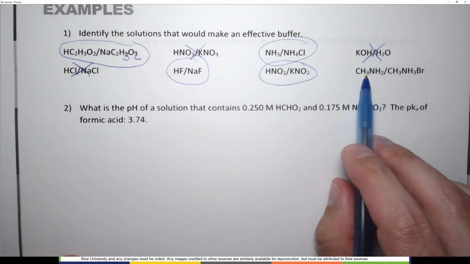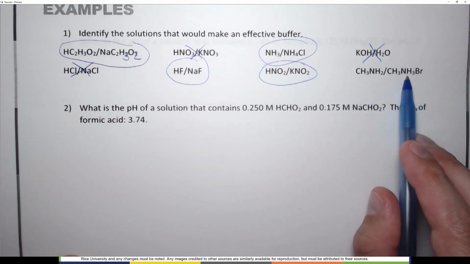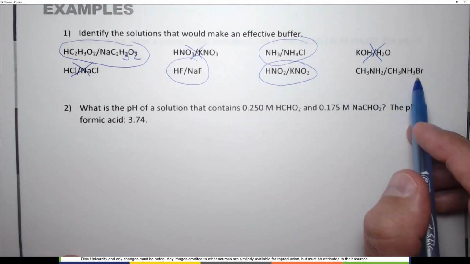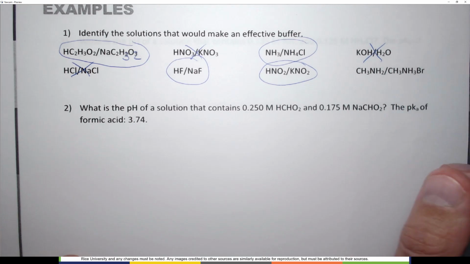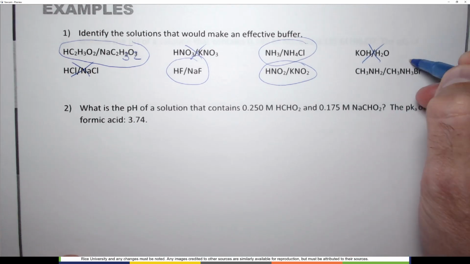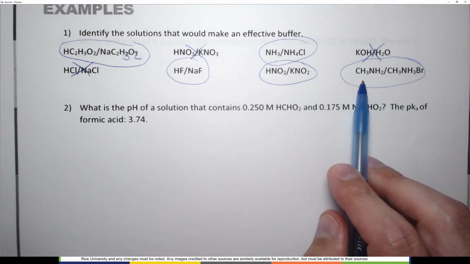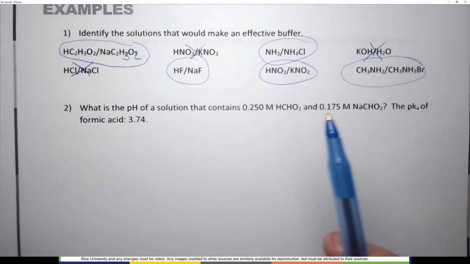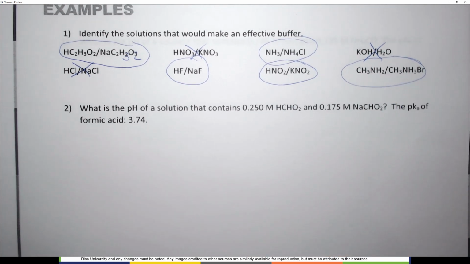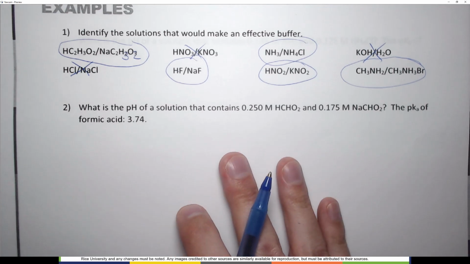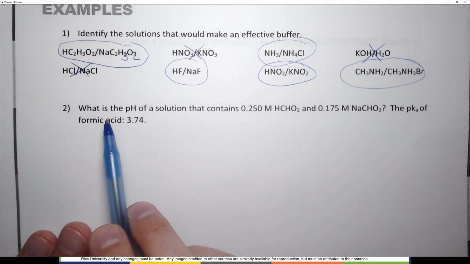All right, CH3NH2 and CH3NH3Br. In the previous slide, we showed Cl, but in this case, we used a bromide salt instead. And that one is absolutely a weak base and its conjugate acid. So, take-home message, you need a weak acid and its conjugate base, or a weak base and its conjugate acid, in order to make an effective buffer solution. Now, let's actually do something where we have to calculate a pH.